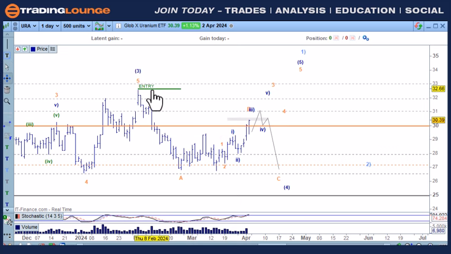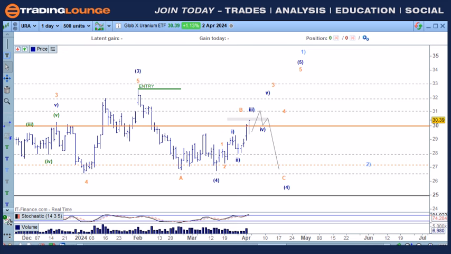I'm just going to put Mr. E back over there, and let's just see what we get here. But it is looking impulsive at this point, so not sure about this here or this over here. Okay, so that's uranium. I won't do the others.